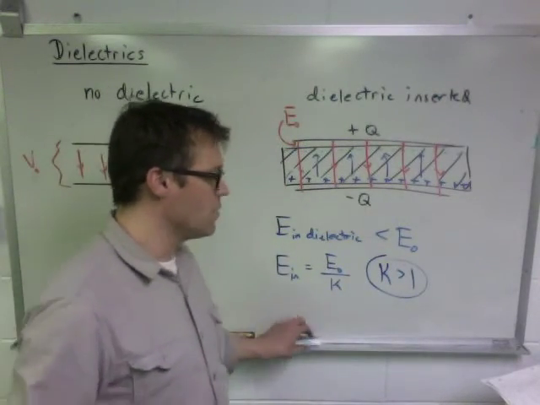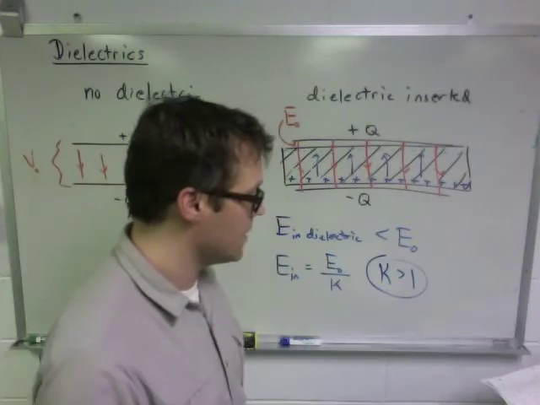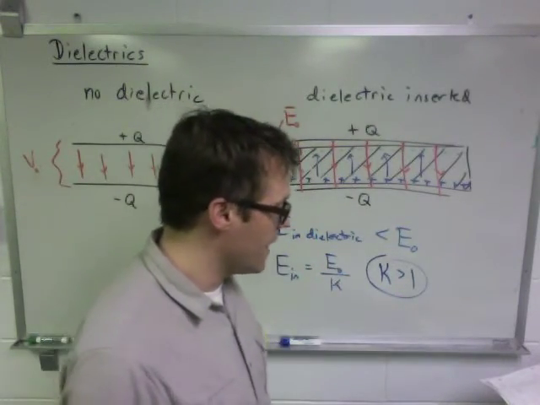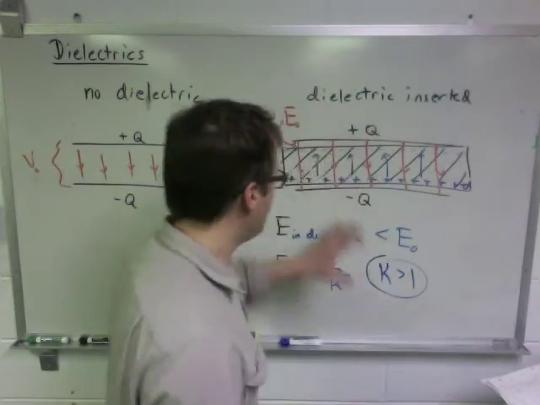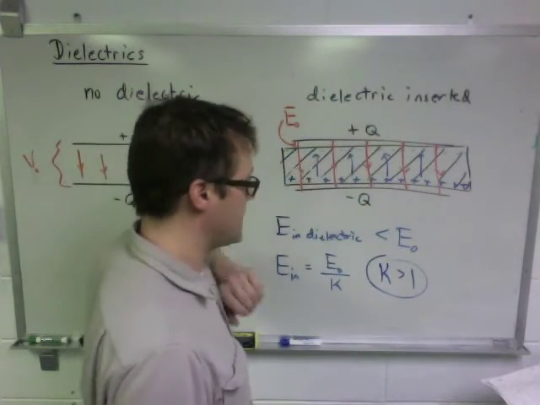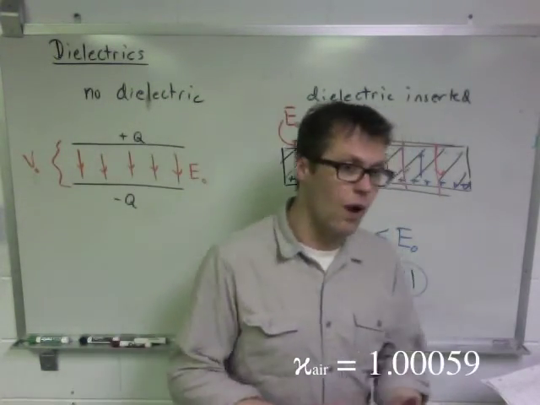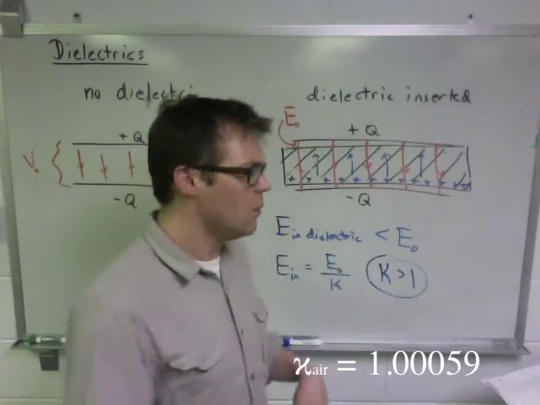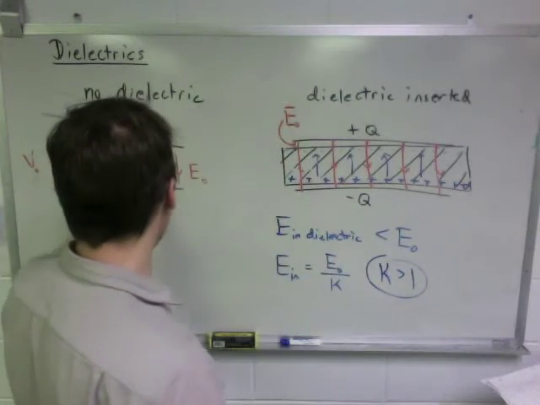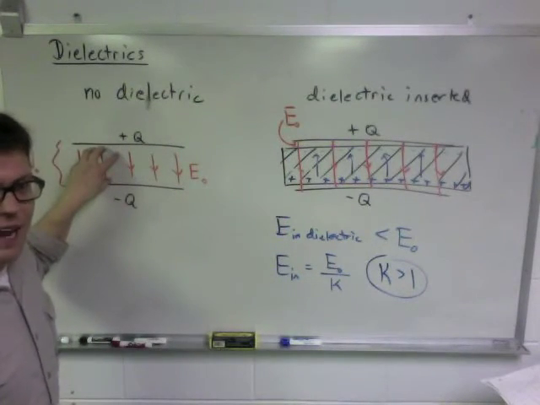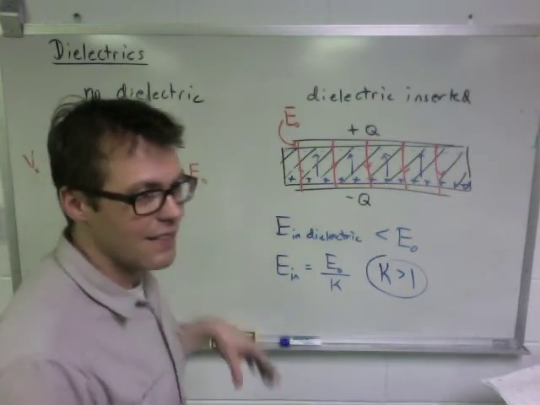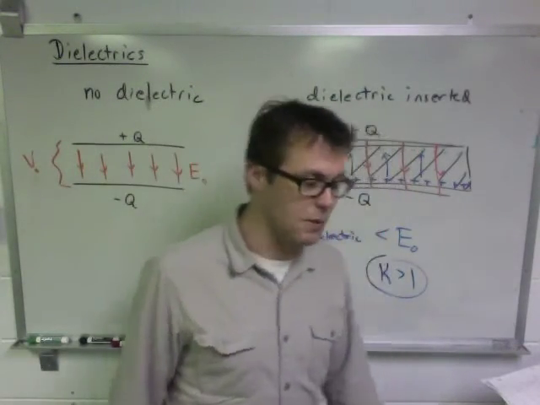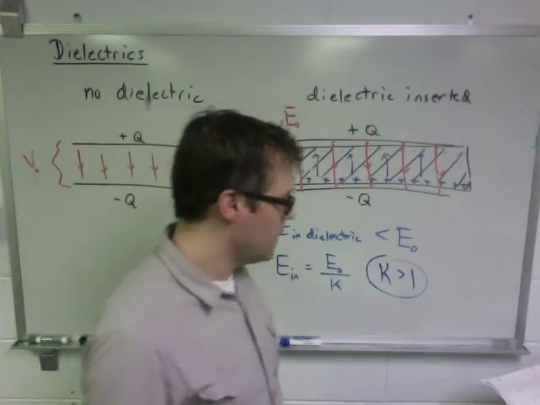And kappa is something you can just look up in a table. Depending on the material that you have, it'll be something else. For air, for example, if it's not a vacuum but just air, the dielectric constant is 1.00059, so very close to 1, which is why we can treat an air-filled capacitor more or less the same as a vacuum-filled capacitor. We don't really bother distinguishing between vacuum and air in the world of capacitors.